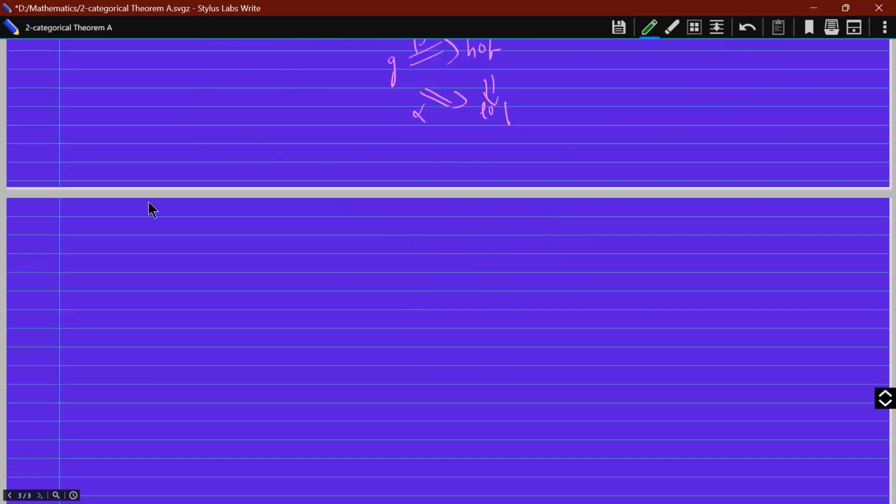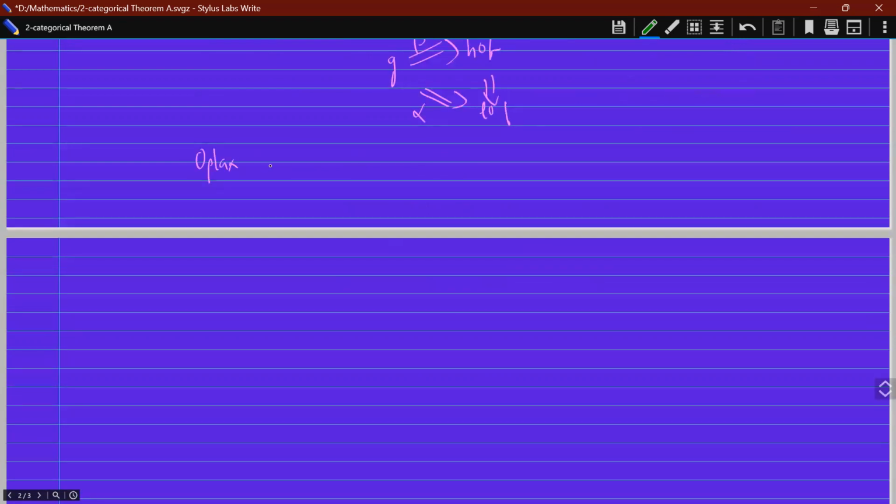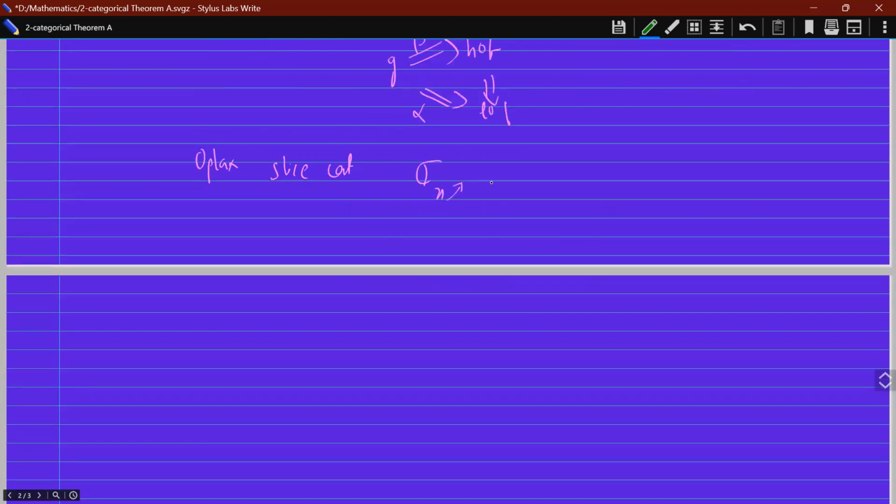So that's a lax slice category. When I say an oplax slice category, I'll just write it down. This is my definition of the oplax slice category.